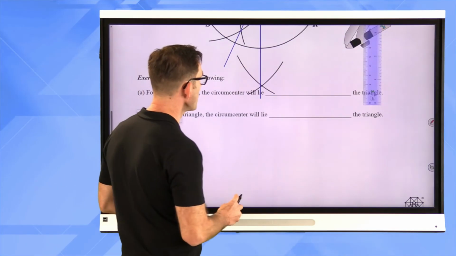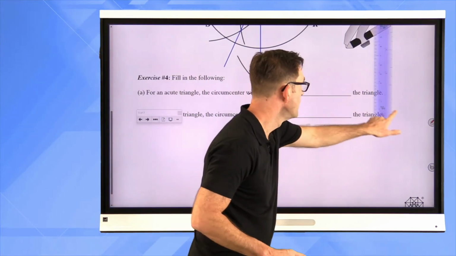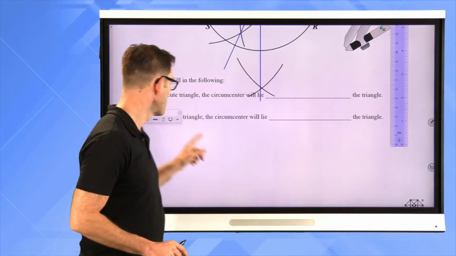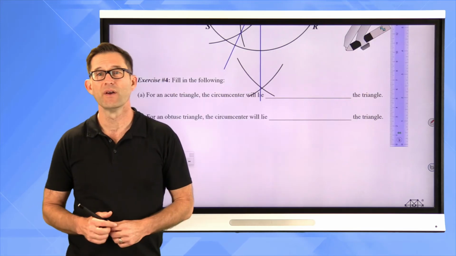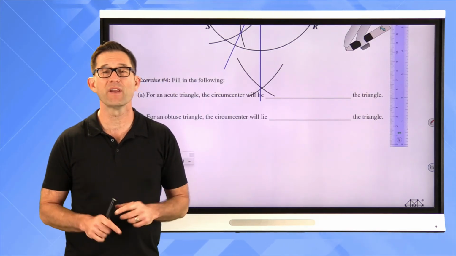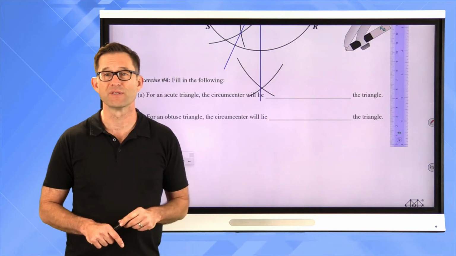All right, now I know this is only our third example, but let's generalize. And I bet this won't come as any great surprise to you. Let's take a look at exercise number 4. Fill in the following. For an acute triangle, the circumcenter will lie blank the triangle, and for an obtuse triangle, the circumcenter will lie blank the triangle. So, what do you think? Pause the video now and see if you can fill those in.